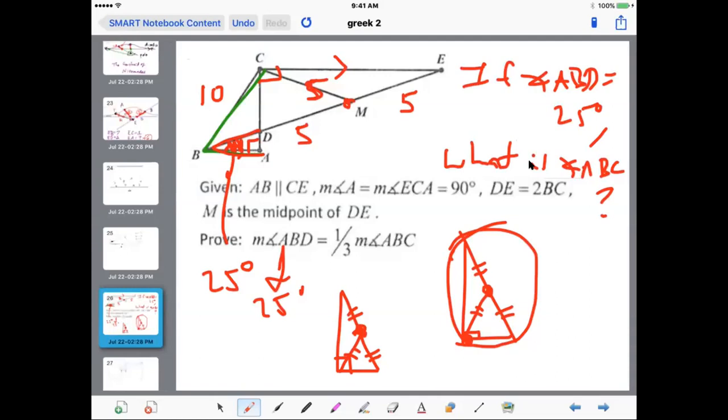Oh, these two triangles. No, this must be 65.